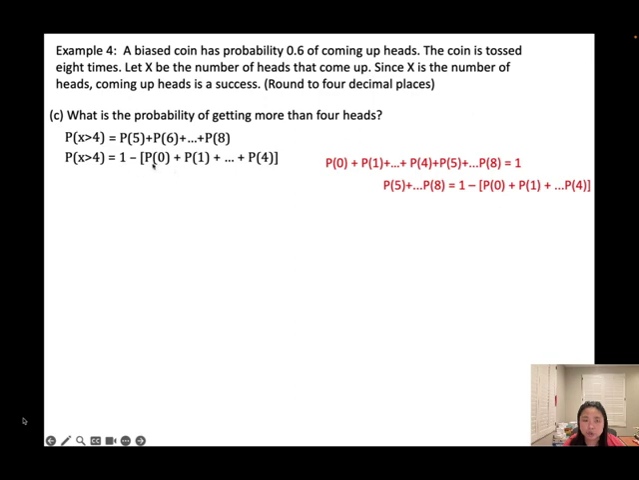Now this calculates the probability P of 0 until P of 4. So now we can use the binomial CDF. I will have 1 minus binomial CDF, with n, p, and then the x. Try to use your calculator. Plug in 1 minus, then second vars, choose binomial CDF and plug in these values.